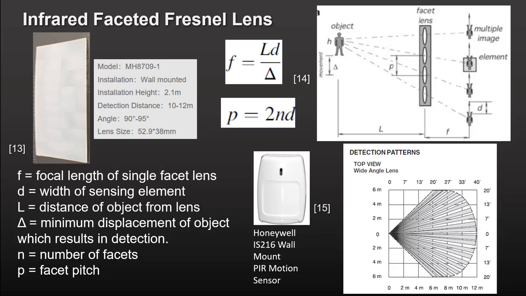The facets form multiple images as shown in the upper right corner of the slide. When the object moves, all images move across the focal plane simultaneously. At least one of these images will be detected by the sensor. The image in the lower right corner shows a typical field of view. The gray shaded area indicates where an image would be detected. The white area shows where it would not be detected.